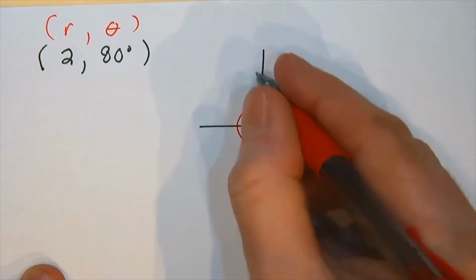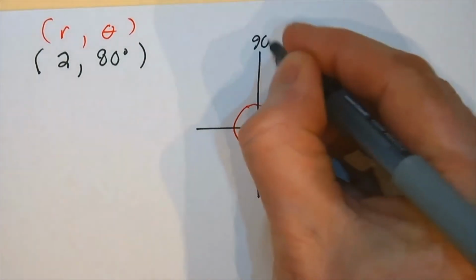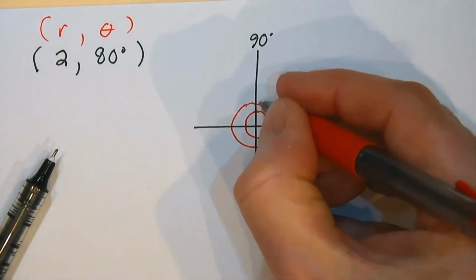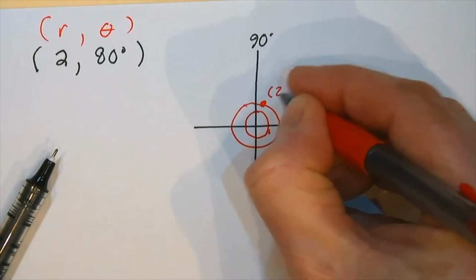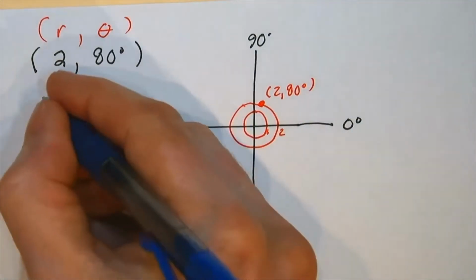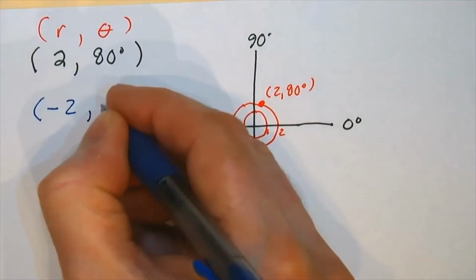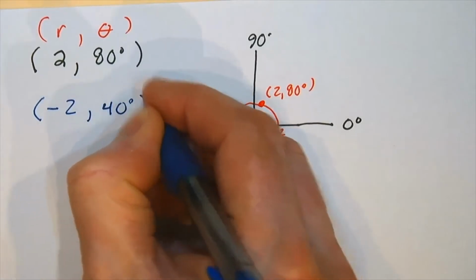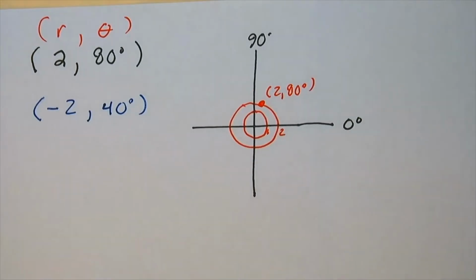80 degrees, well, 90's up here. So 80's about, how far? About right there. There's 2, 80. But sometimes they'll do something funny. They'll say, how about negative 2? How about 40 degrees? You know, negative 2, yeah, they say the radius is negative.